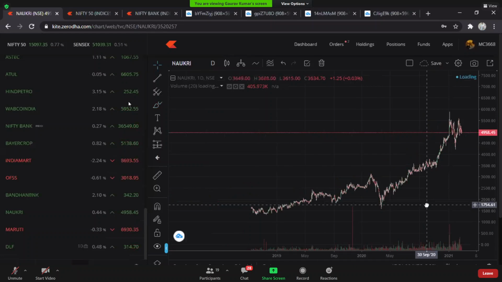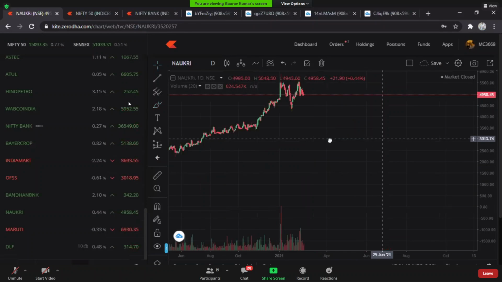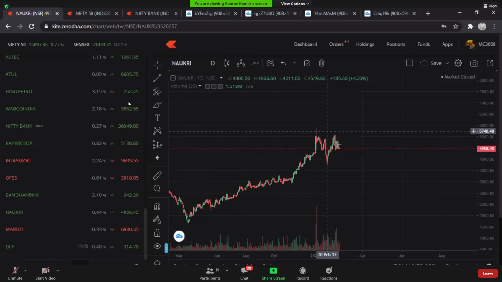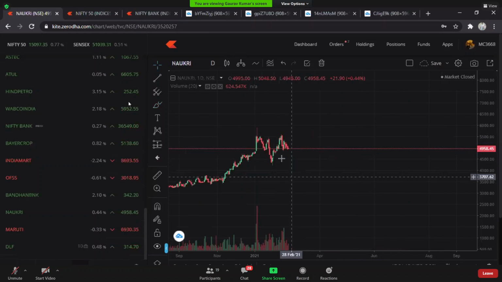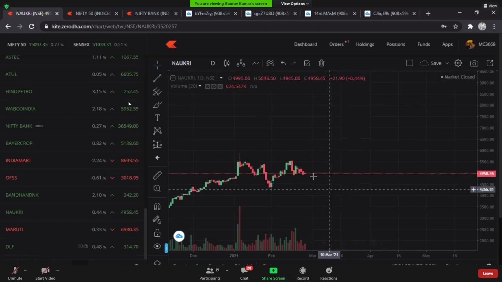Naukri.com is a very good fundamentally strong stock, and as of now, this stock is forming a double top on top. But I expect it to turn around from this level and go on the upside. Let's see what happens. These levels can act as good support for this stock.